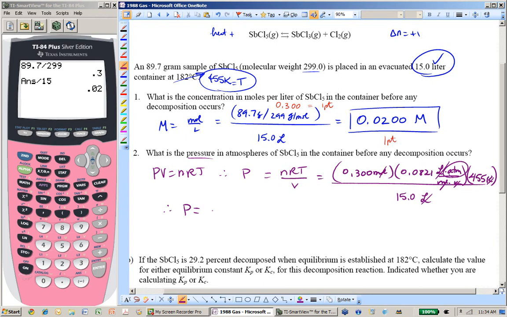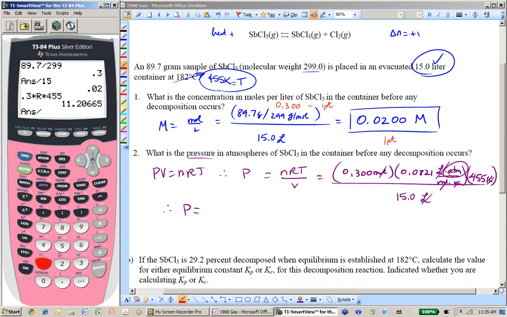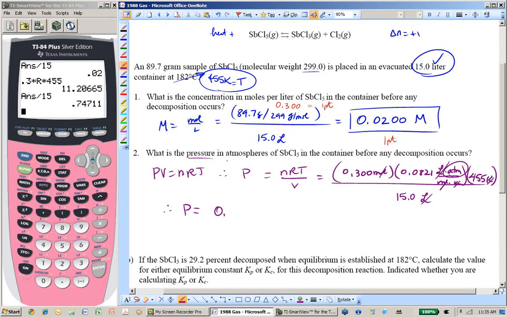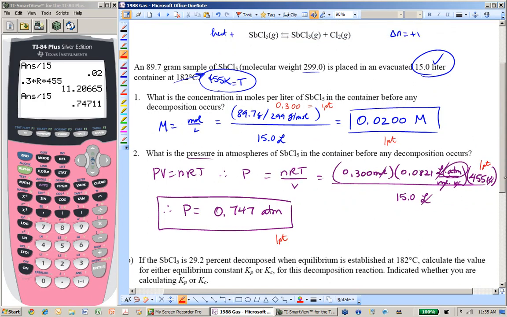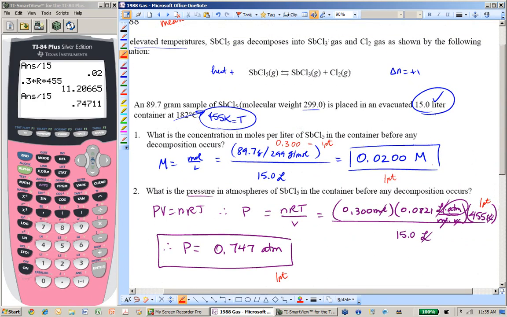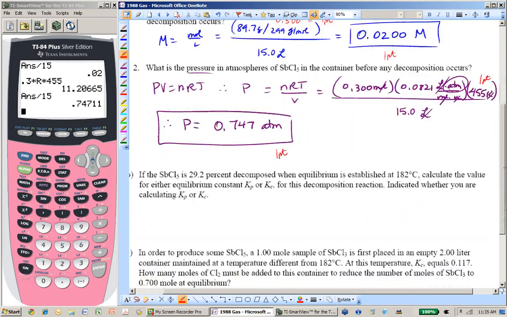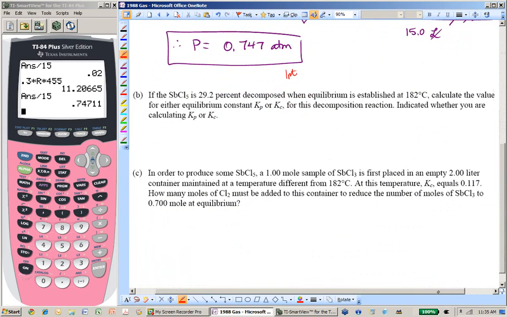So therefore pressure equals 0.3 times R times 455 divided by 15. If I punched everything in right, I come out with 0. How many sig figs? I'm sticking with 3. 0.747 atmospheres. And that also is worth a point. Getting this temperature conversion, worth a point. It's kind of cheesy. So how many points have you gotten so far if you could do stoich? 4. So 4 of the points on this problem, half of them pretty much, are coming from things that are not equilibrium. On question 1, mind you.